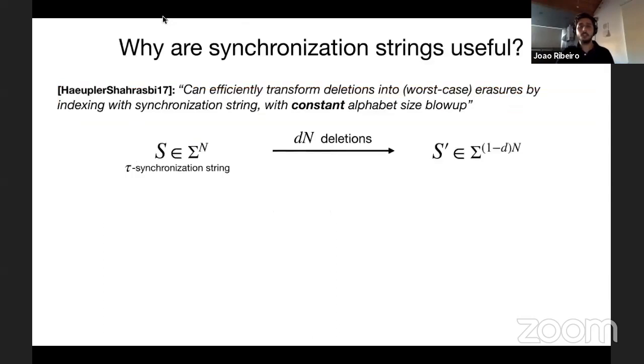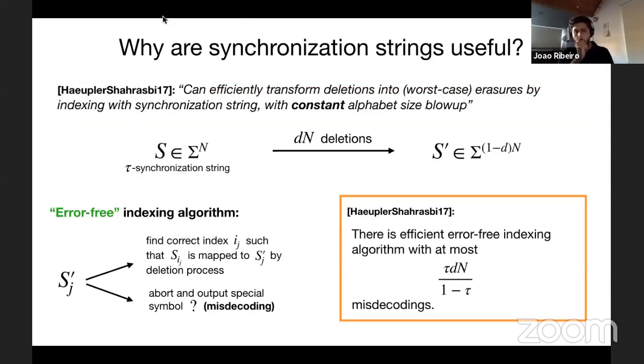Well, sure. I didn't understand how the sequences are used to index. So the idea is that instead of indexing like 1, 2, 3 up to n, you index with the symbols of the synchronization string. Oh, so you pick one synchronization string. Yeah, there's a fixed synchronization string of a given length. Oh, okay. And you just attach the first symbol to the first code word symbol, the second symbol to the second code word symbol, etc.